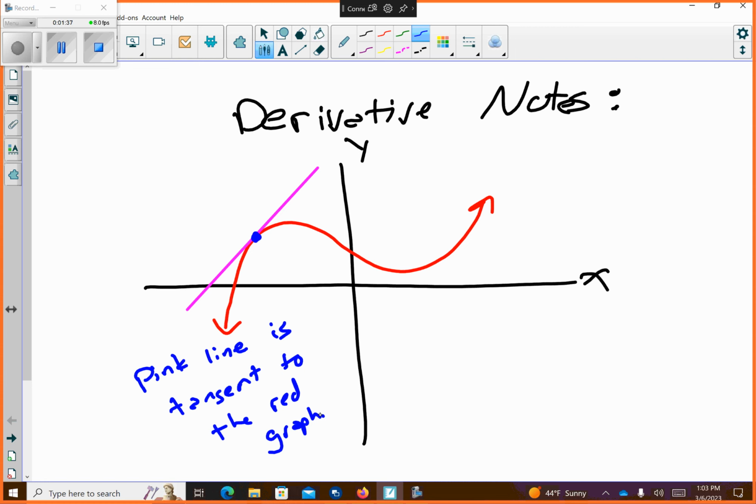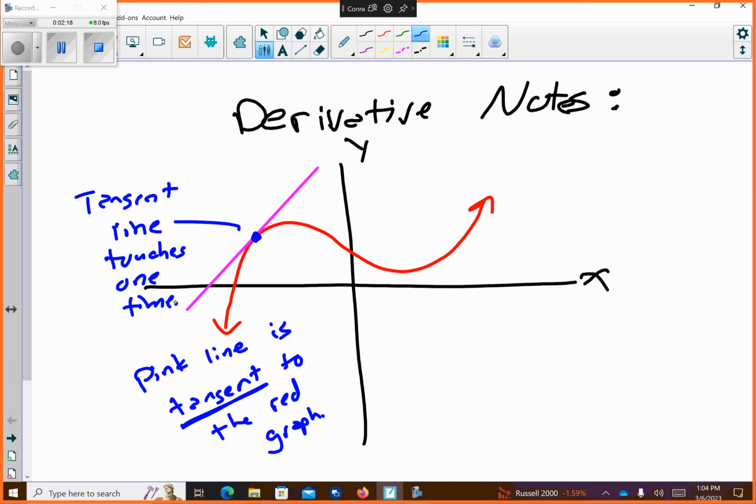Okay? So you've heard of the word tangent used in geometry, and you might have known the word tangent from middle school. Something that is tangent to something else is something that touches it once. So a tangent line touches one time. Does that seem to be verbiage that you'd be okay with?